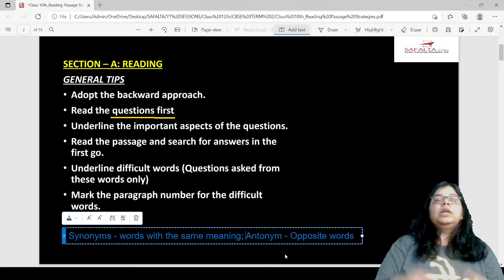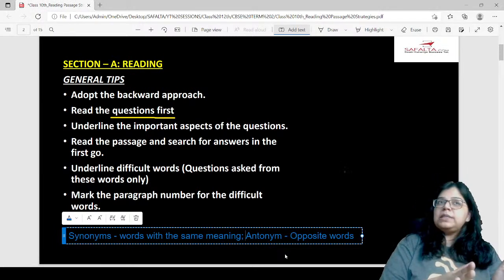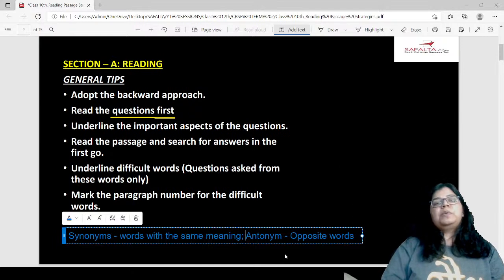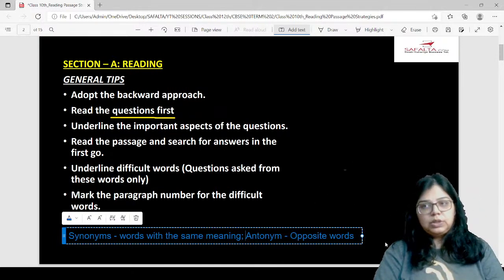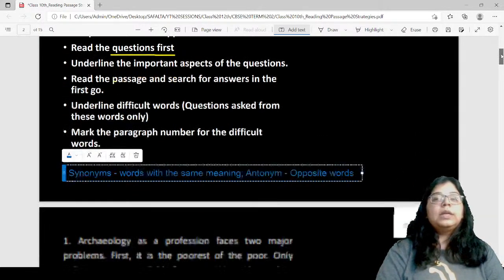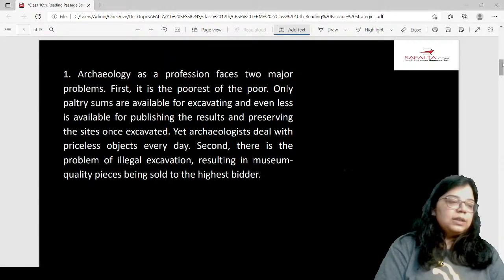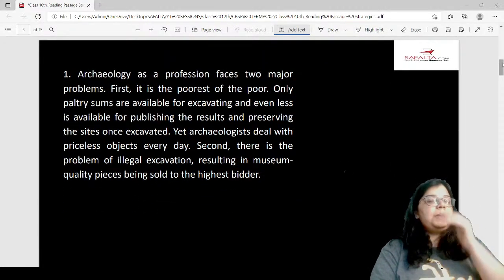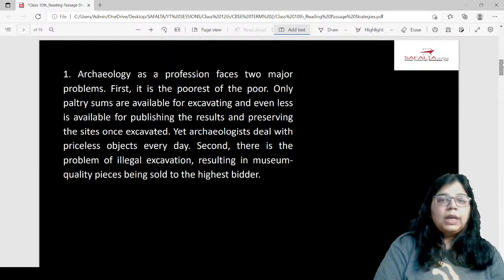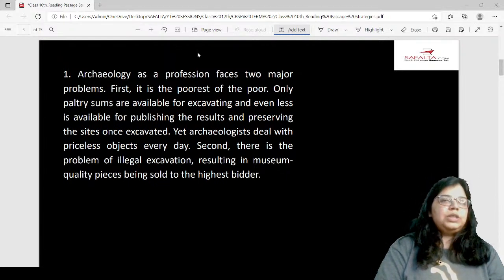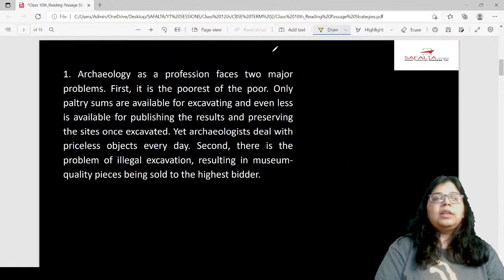So I told you, you're not going to read the passage first and then do the questions. You're going to do the questions first and then come to the reading passage, right? Now, how will that work? This is a passage that I have taken from one of the CBSE sample papers. It is about archaeology. Now, I know that this passage is about archaeology.